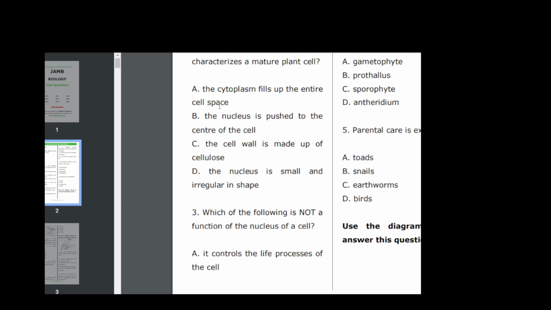But for plant cell alone, that is where we have cell wall that can be made up of cellulose. So that is the answer to that very question. I hope that is clear.